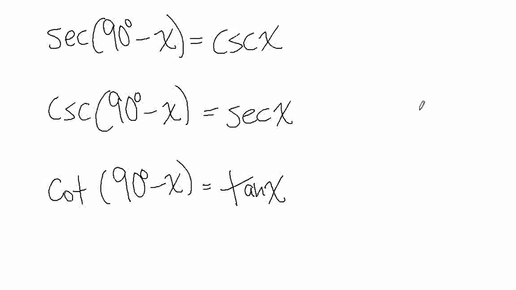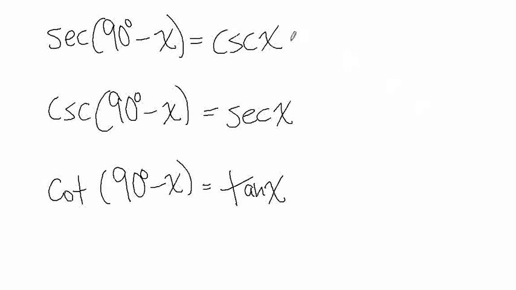Okay, so the secant of 90 degrees minus x is equal to the cosecant of x. The cosecant of the angle measure of 90 degrees minus x is equal to the secant of x. The cotangent of the angle measure of 90 degrees minus x is equal to the tangent of x.